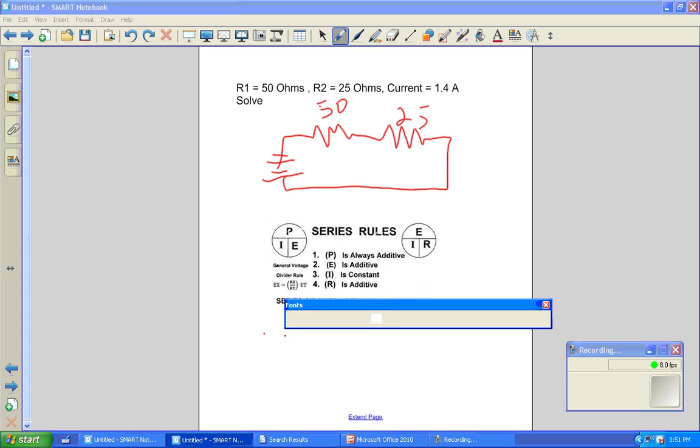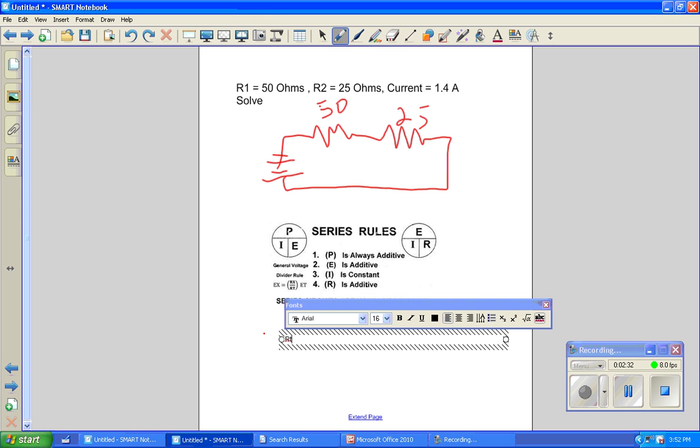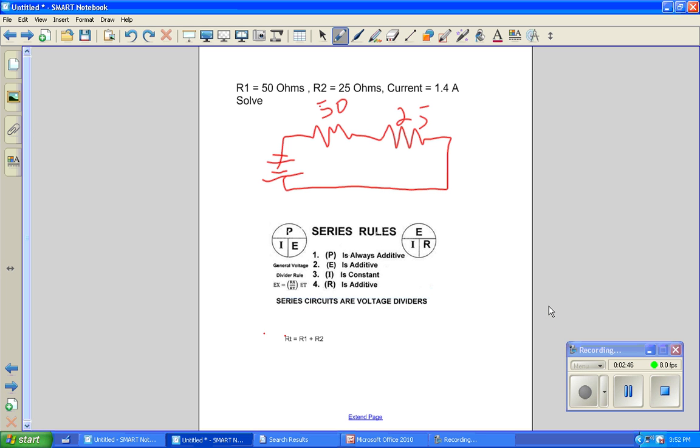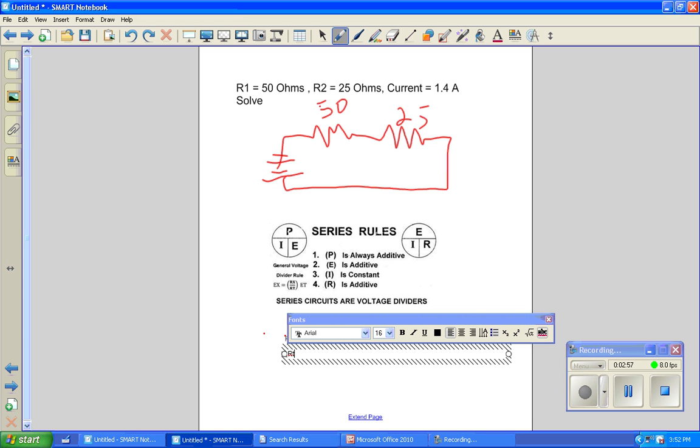Well, there we go. So we know that RT is R1 plus R2, and it's 75 ohms. So we have RT equal to 75 ohms. And then we're going to get rid of this little box.